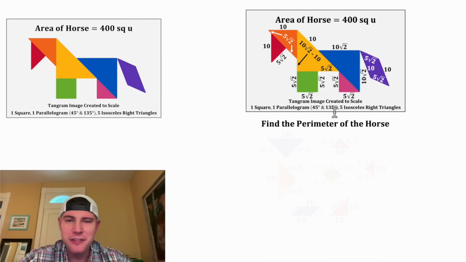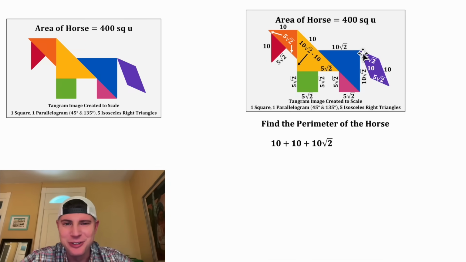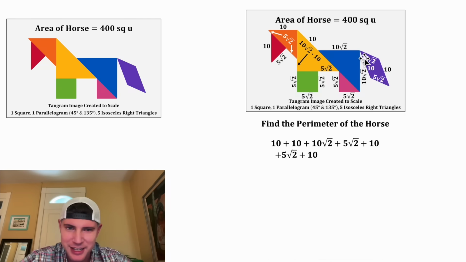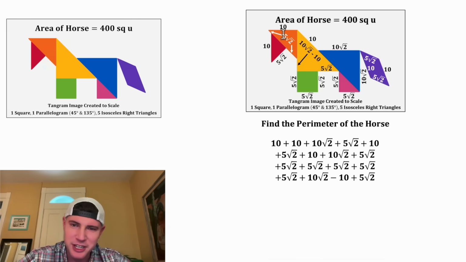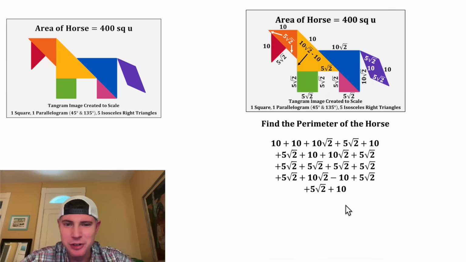And now I think we have everything we need to find the perimeter. Let's go clockwise from here. It'll be 10 plus 10 plus 10 root 2 plus 5 root 2 plus 10 plus 5 root 2 plus 10 plus 10 root 2 plus 5 root 2 plus 5 root 2 plus 5 root 2 plus 5 root 2 plus 5 root 2 plus 5 root 2 plus 10 root 2 minus 10 plus 5 root 2, we'll take care of both of those, plus 5 root 2 plus 10. So this is the perimeter of the horse.